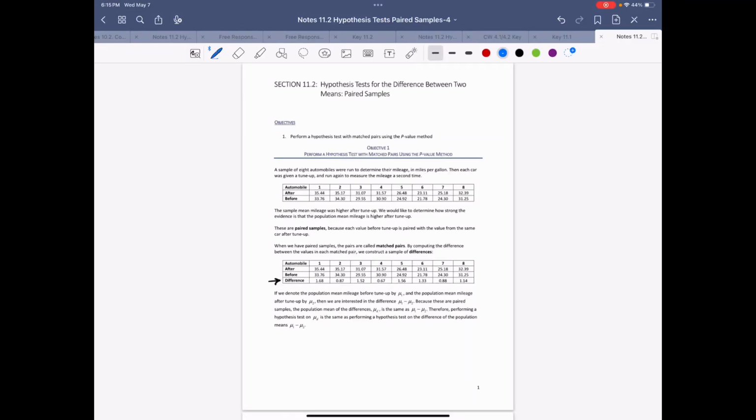What we're going to talk about today is a hypothesis test for the difference between two means, and this is going to be paired samples. If you look at the first problem, it says a sample of 8 automobiles were run to determine their mileage in miles per gallon. Then each car was given a tune-up and run again to measure the mileage a second time.